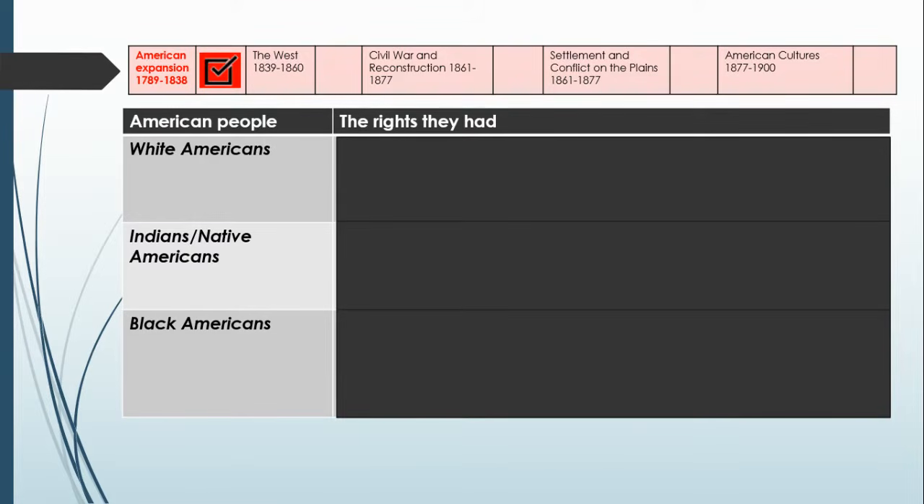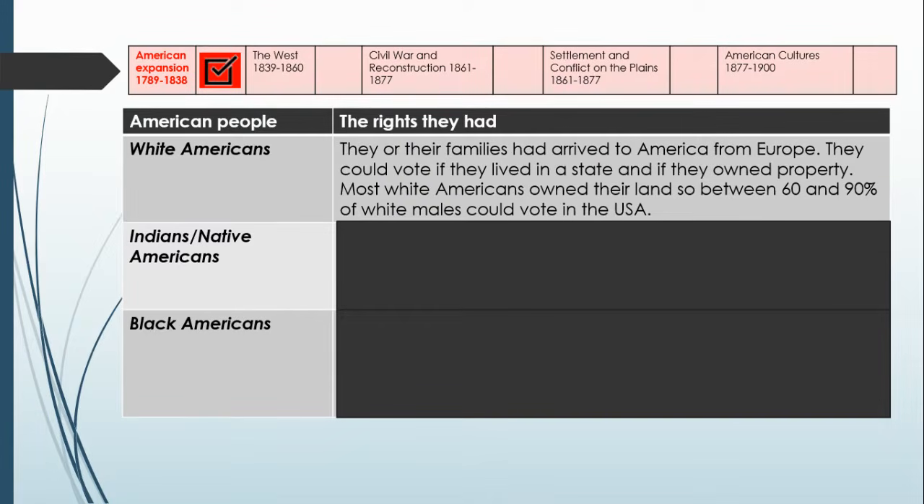So the white Americans, first of all. So they or their families had arrived to America from Europe. So everyone in America that is white has an immigrant background. They have arrived to America from Europe. They could vote if they lived in a state, remember, rather than a territory, and if they owned property. So you have to be pretty wealthy to be able to vote.